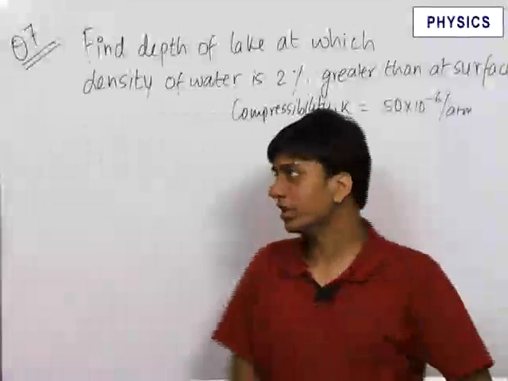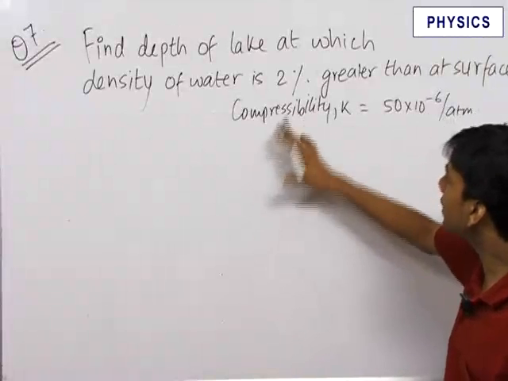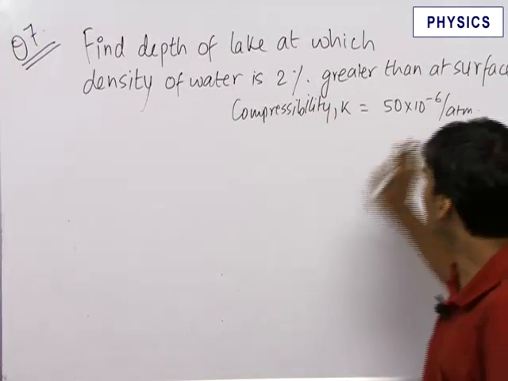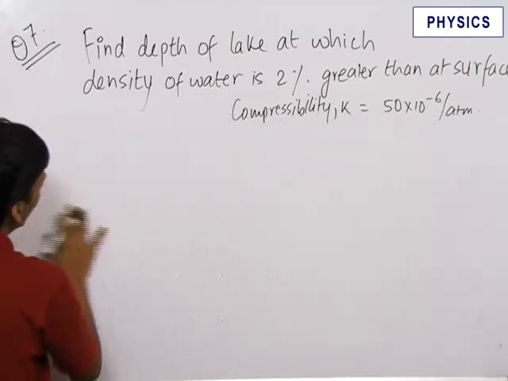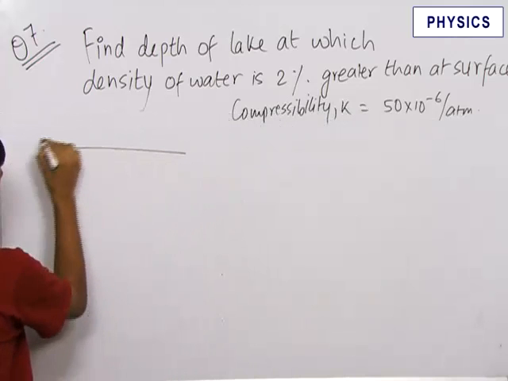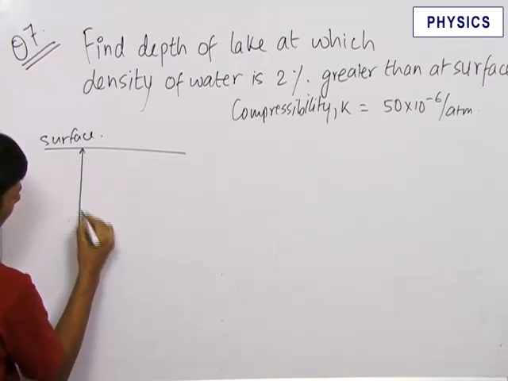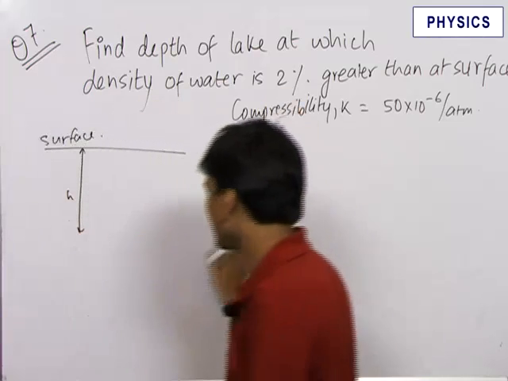Again we have an interesting question here. We've been asked to find the depth of the lake at which the density of water is 2% greater than at the surface, and the compressibility is given to be 50 × 10^-6 per atmosphere. For solving this question, let this be the surface of the lake and let h be the required depth when the density becomes 2% greater than at the surface.